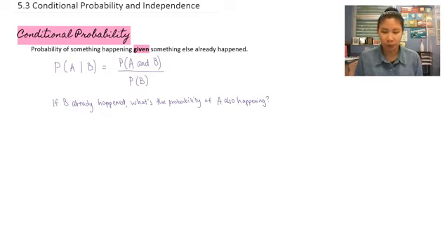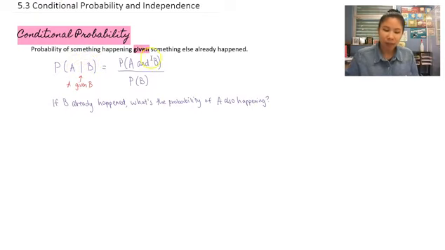There are symbols in symbol form for math because we are using this given information. We use this vertical line. It's not a divide symbol or anything. It's just a vertical line to stand for given. So P parentheses A line B would be read as probability of A given B.